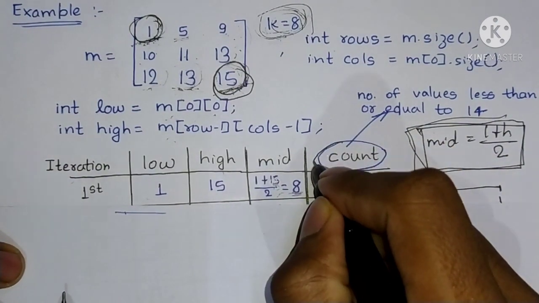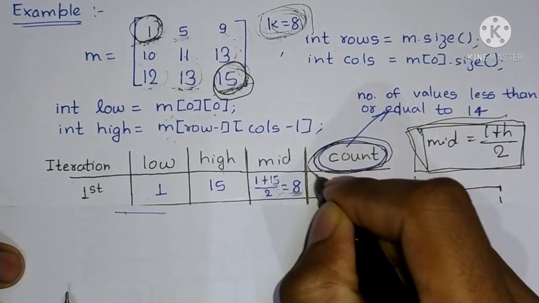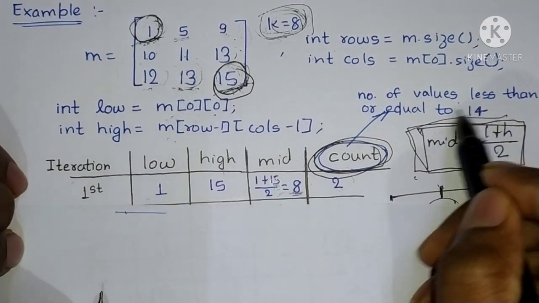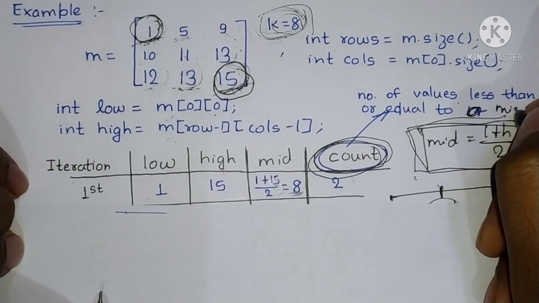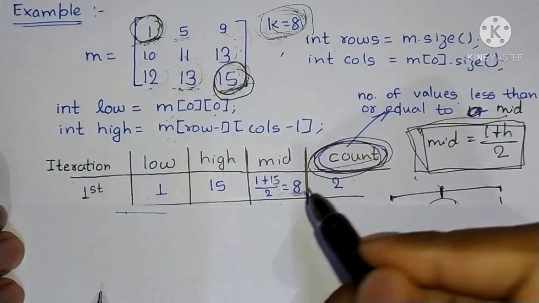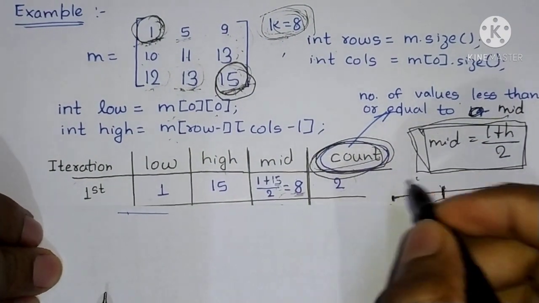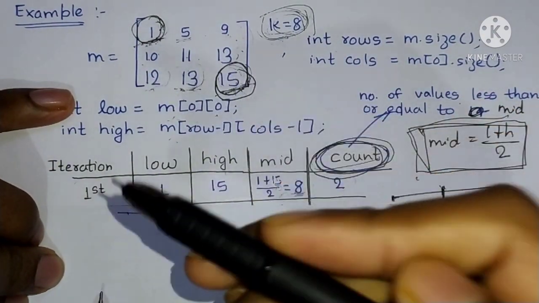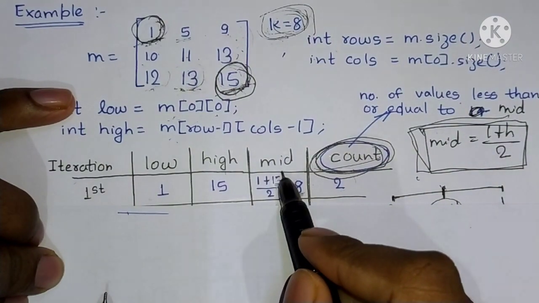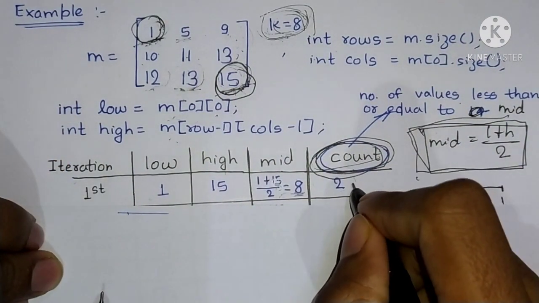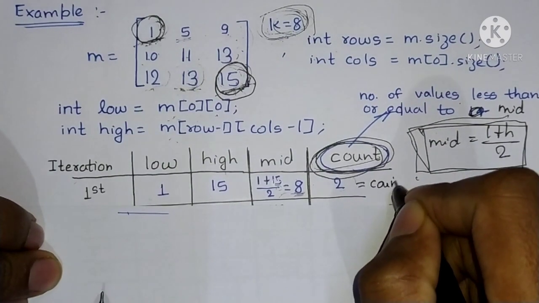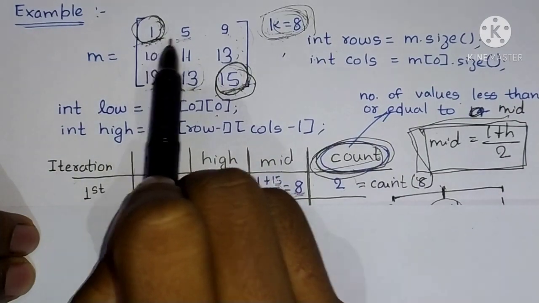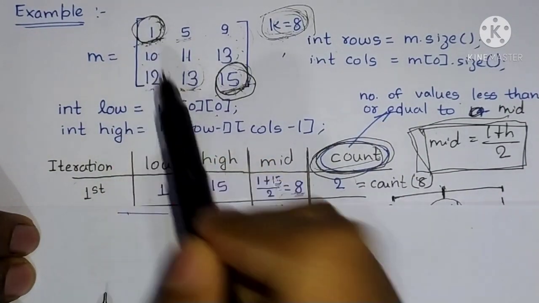Then we define a function called count. This count is a function. This function returns the number of values less than or equal to mid. In this function we will pass this mid, and it will return the number of values in this matrix which are less than or equal to this mid. Okay, so count of 8 will be 2 in this case, because only two numbers are less than or equal to 8.